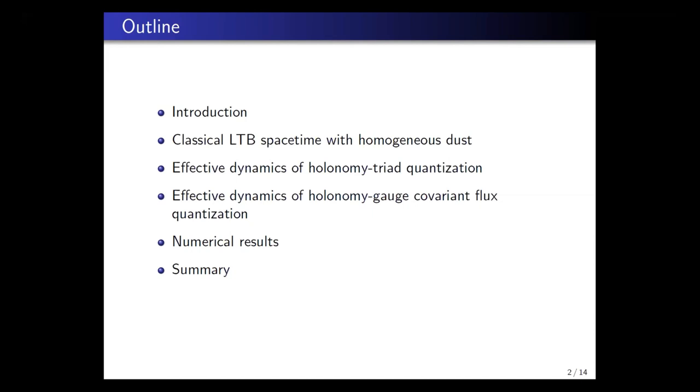The first effective dynamics is based on the holonomy triad quantization, which is essentially what most of the works have been dealing with so far when we are trying to understand the singularity resolution in black hole spacetimes. And the new quantization I'm going to study is the effective dynamics of holonomy and gauge covariant flux quantization. The gauge covariant flux idea was given by Thomas Thiemann in 2000, and it had certain motivations, which I will come to. And I would like to show that though the qualitative features remain the same, there is some clear distinct signature which can distinguish the holonomy triad quantization and holonomy gauge covariant flux quantization.